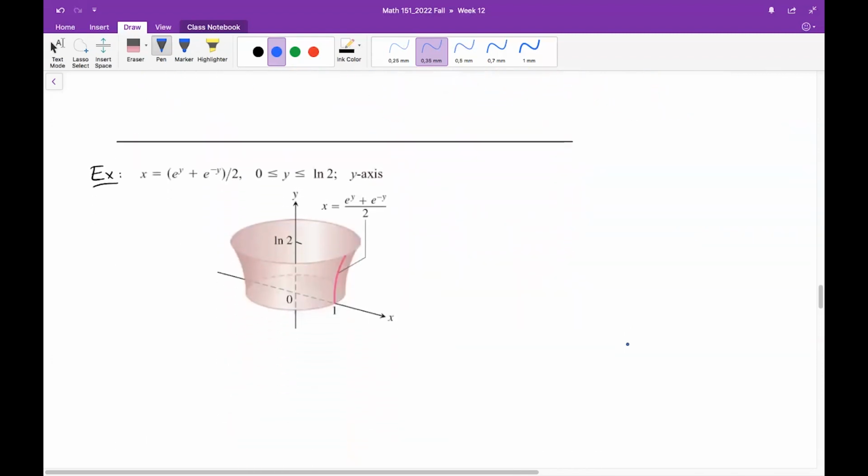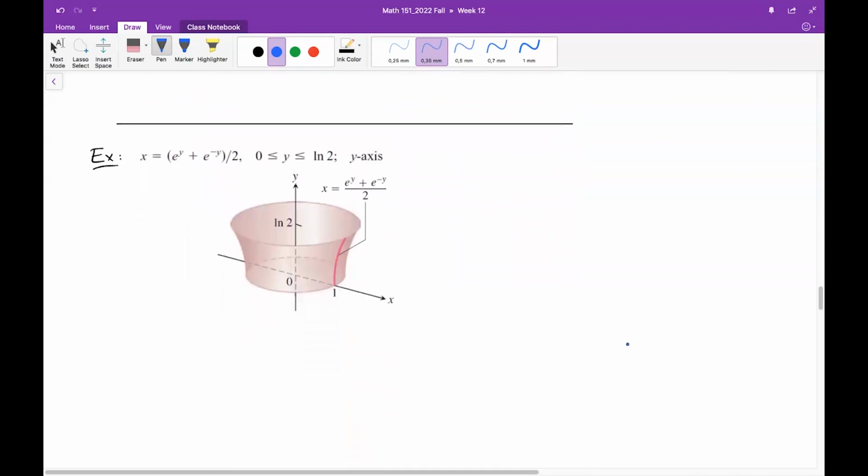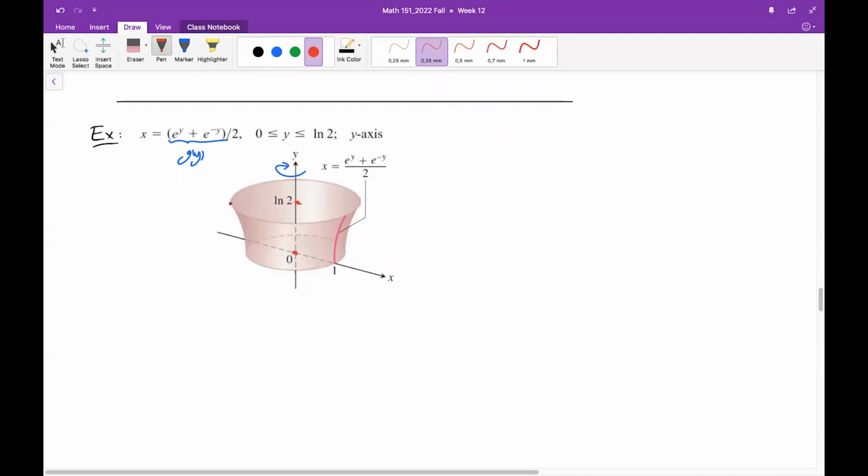Okay, let's solve one more example and then stop. So x is given in terms of y. So g of y is like that. And you are revolving this curve, this pink curve, around the y-axis to obtain such a surface. Inside part is empty. And the boundaries on the y coordinate are from 0 to this number, ln2. And we want to find the surface area of it.